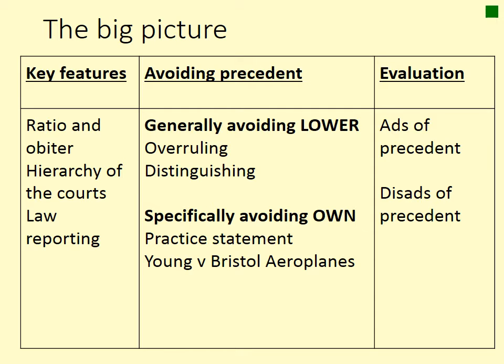So there are, broadly speaking, two different sets of methods. There's generally avoiding, where a higher court avoids following the decision of a lower court, and the sorts of methods they can use include overruling and distinguishing. There are also methods which allow individual courts to avoid following their own previous decisions, namely the practice statement for the Supreme Court and the Young and Bristol Aeroplanes exceptions for the Court of Appeal.